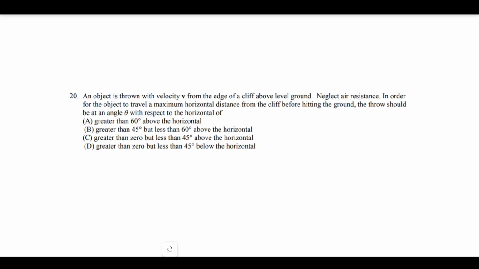Today we'll be going over question 20 in the MIT AP Physics 1 practice book that will be in the description down below for you guys to use. And here we have a kinematics problem, so with that being said, let's go ahead and solve the problem.